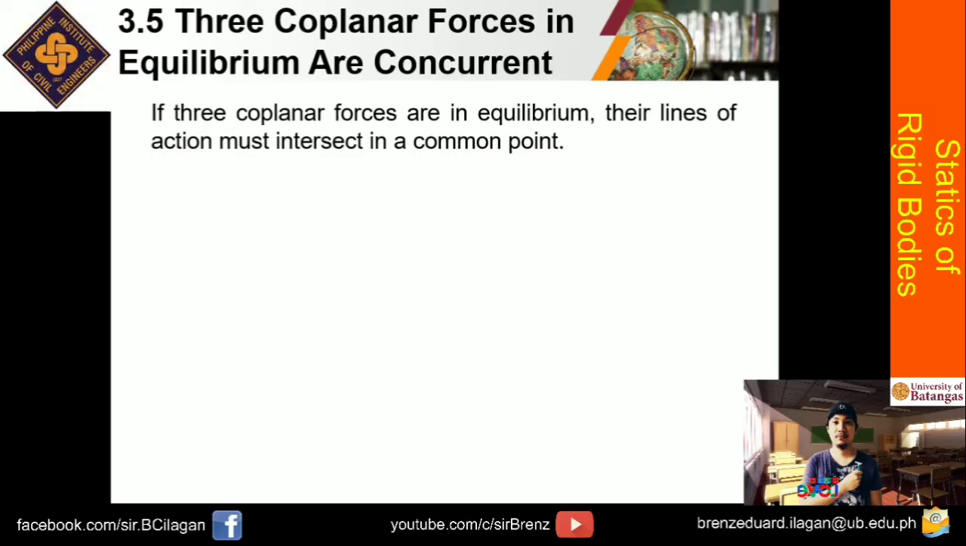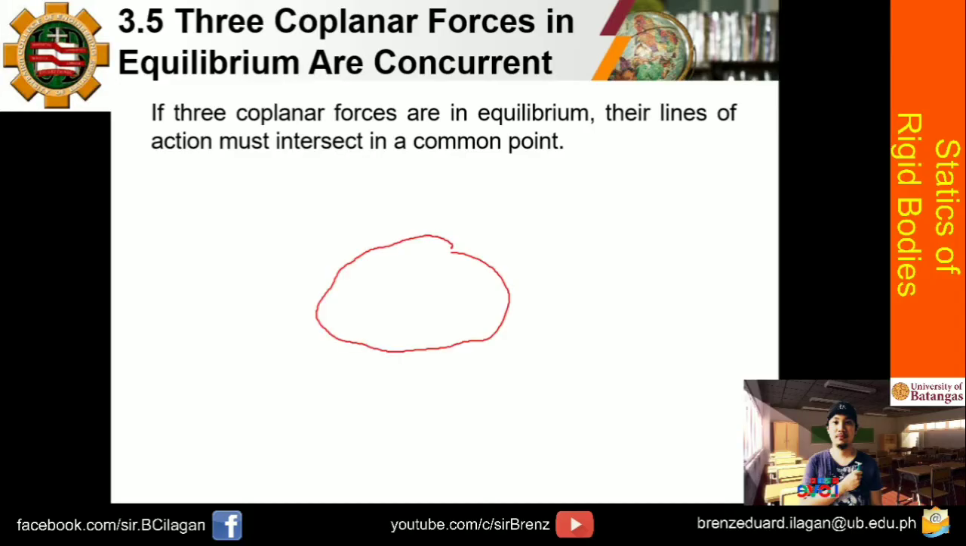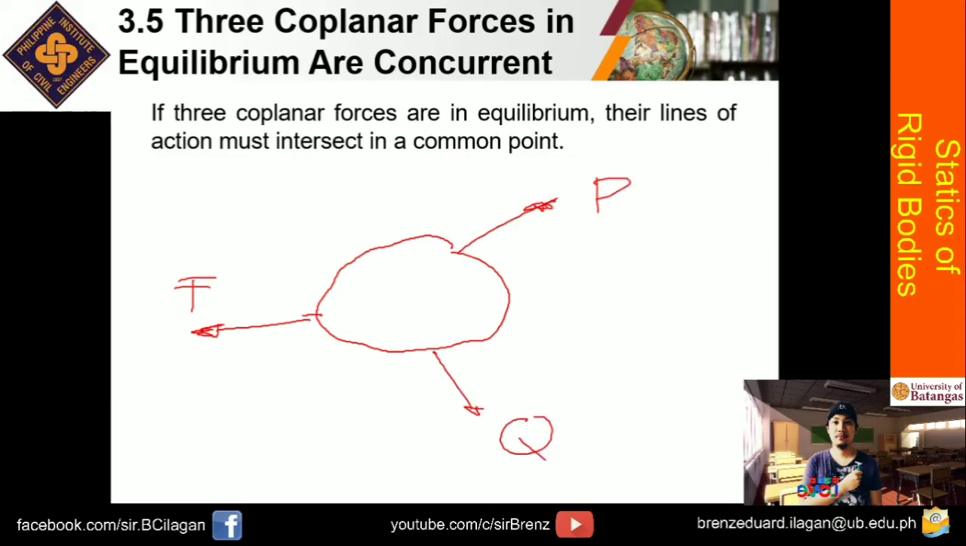So if three coplanar forces are in equilibrium, their lines of action must intersect in a common point. Okay, so ang ibig sabihin lang guys niyan, gawa tayo ng diagram. For example, meron ka ditong body kung saan may mga coplanar forces ka. So let's just say this is F, this is P, and this is Q. So when we say coplanar, di ba yun ay acting lang at one plane, so X and Y plane lang naman. So sinasabi dyan, guys, is that yung line of action niya, extend mo lang to, so they will meet at a common point.